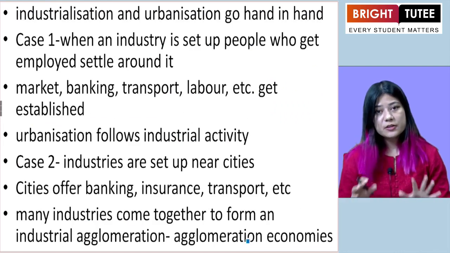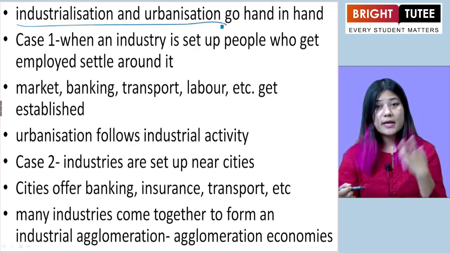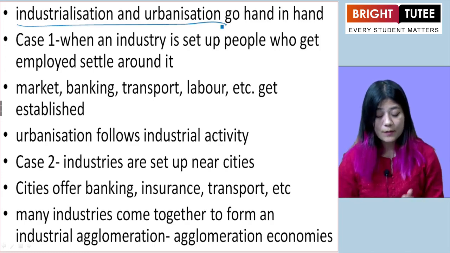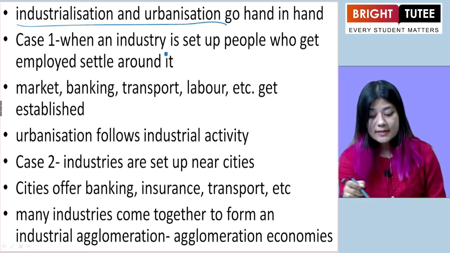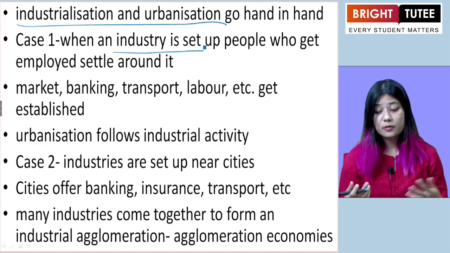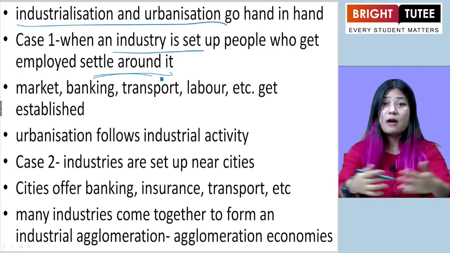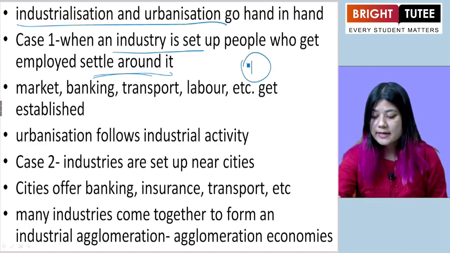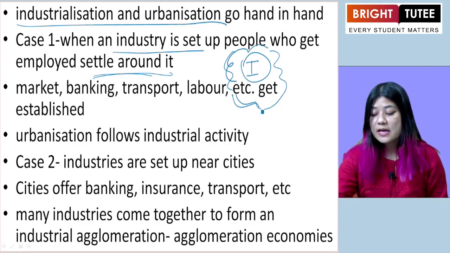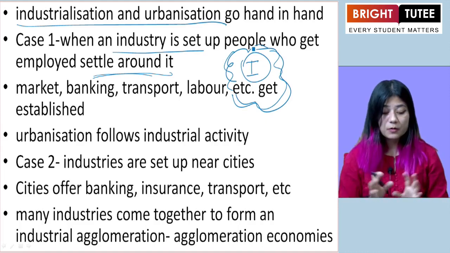So here what we need to consider is that industrialization and urbanization go hand in hand. Industries and urban areas go hand in hand. Let's see how. When an industry is set up in an area, the people who work there begin to settle in the area around it. If this is an area of industry, they automatically begin to live in the area surrounding it. So a settlement of the workers is formed.